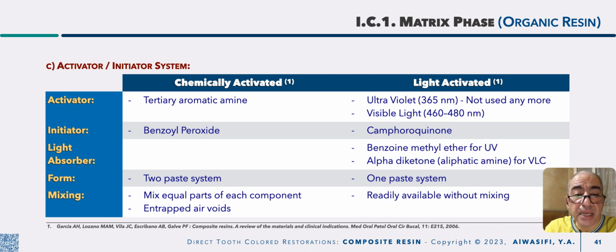This is a brief comparison between chemically activated and light activated. Chemically activated has the activator tertiary aromatic amine and the initiator benzoyl peroxide, with no need for a light absorber. It comes in a two-base system where you mix equal amounts of each component, and as we said, when mixed, there will be entrapped air. Light activated is activated either by ultraviolet, which is no longer used nowadays, or visible light in a wavelength ranging between 460 and 480 nanometers.